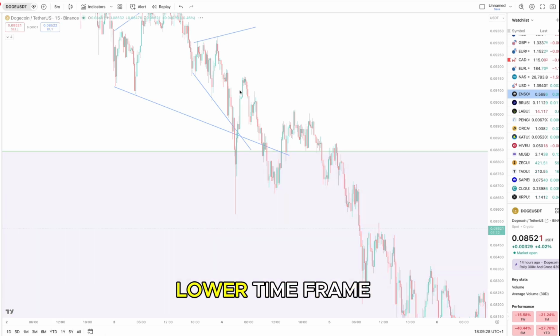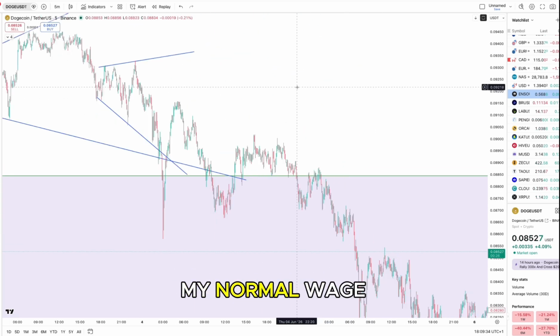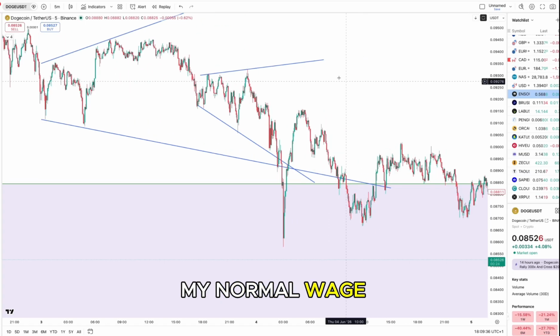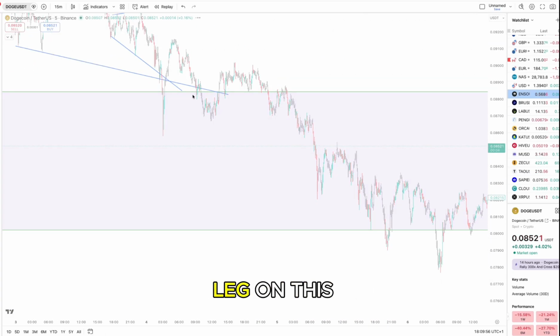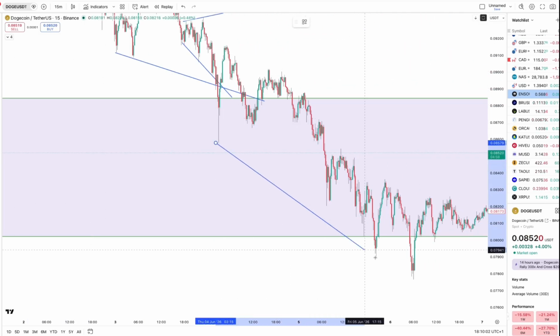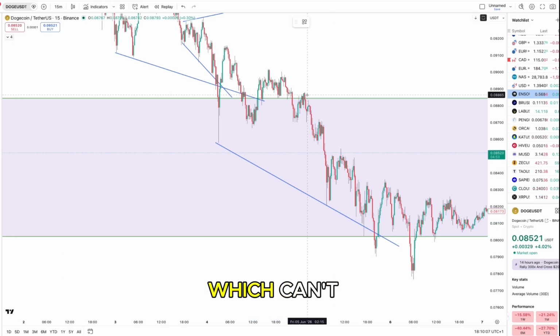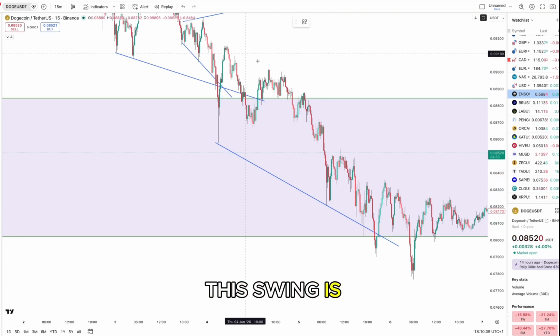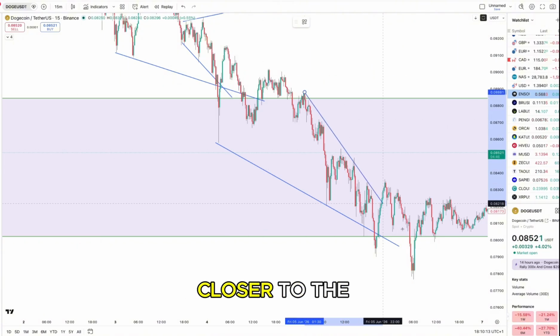And go down to my lower time frame to see where I would get my normal wedge from. I think I can just get my normal wedge on this third leg, on this zone I have here. Nice one. Let me know if there was a breakout, which can't. This swing is here, but there were many swings, so I can just use something closer to that.